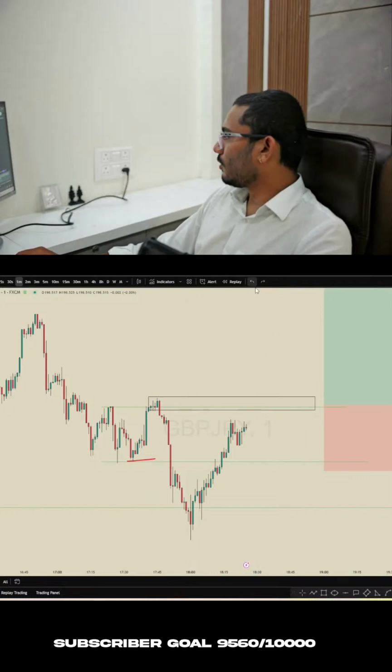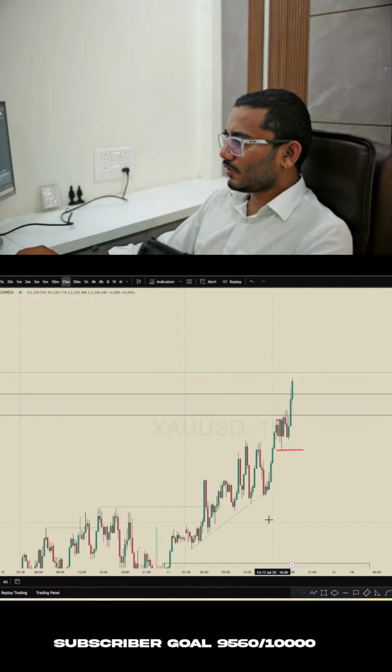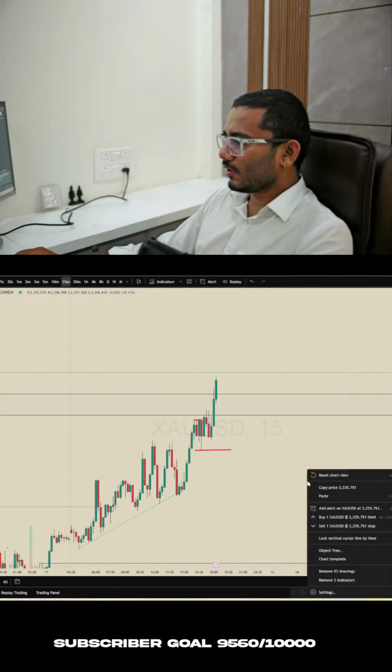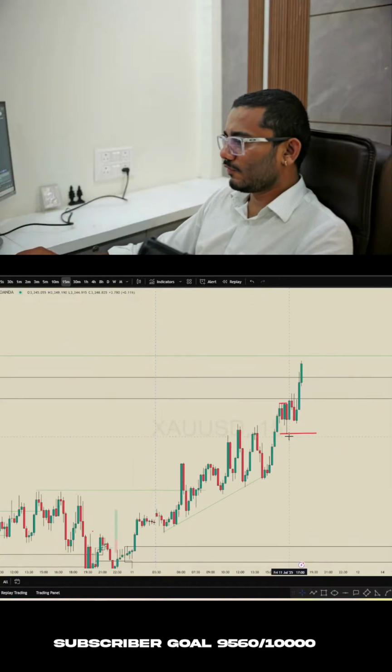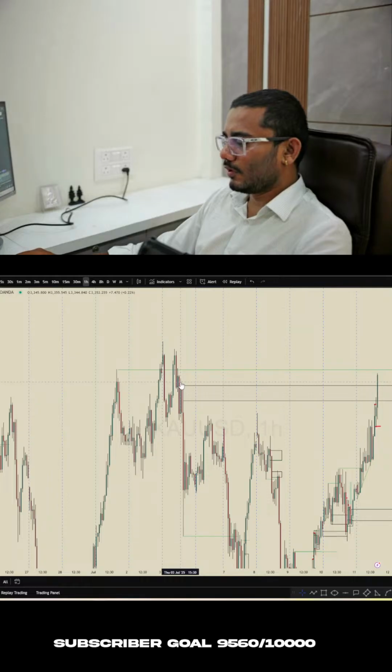Can you explain gold on 5 minute? Okay. So on gold, actually I was looking for a sell side trade, but price did not give me a change of character. I was waiting for price to break this area. So right now I'm looking for a buy side trade only.